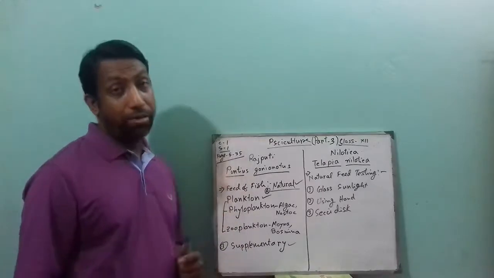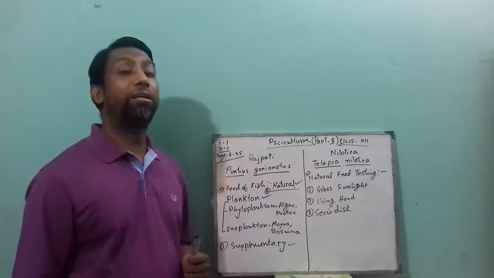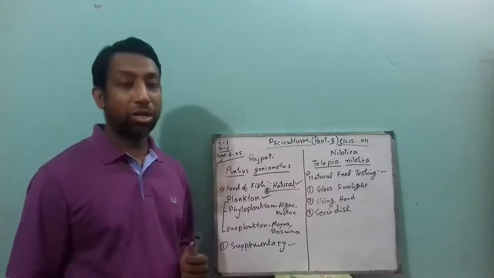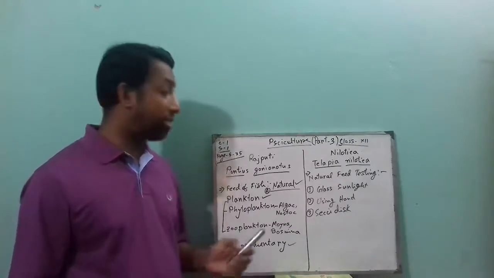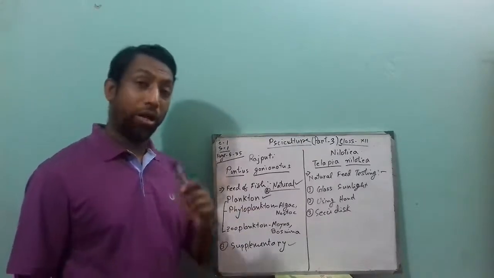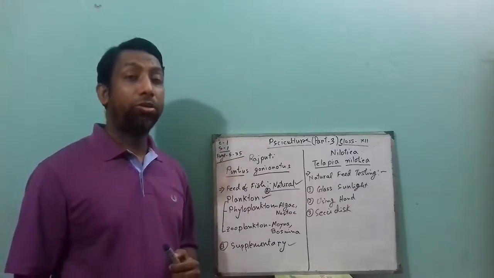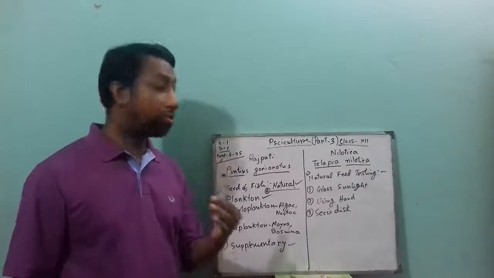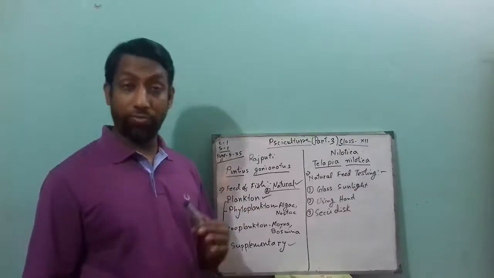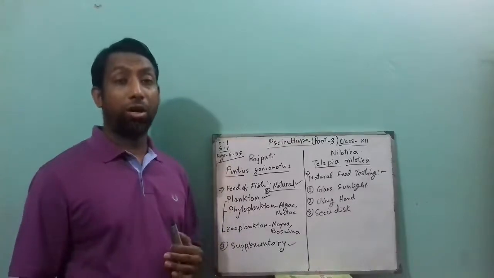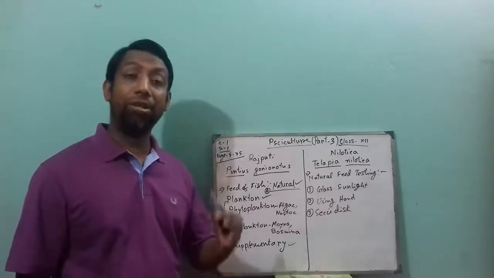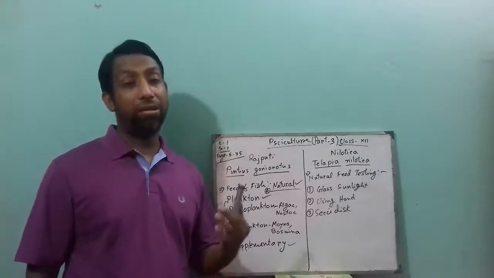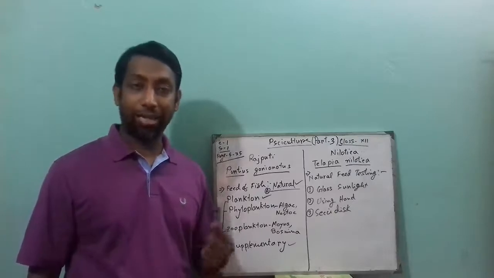This plankton or natural feed is automatically present in the pond. So we don't need to worry about this natural feed in the pond. But you have to ensure whether the pond is producing this type of natural feed or not. If it is not produced naturally, then you have to apply some fertilizer. Last class I already told you to apply fertilizer, which is organic and inorganic fertilizer.